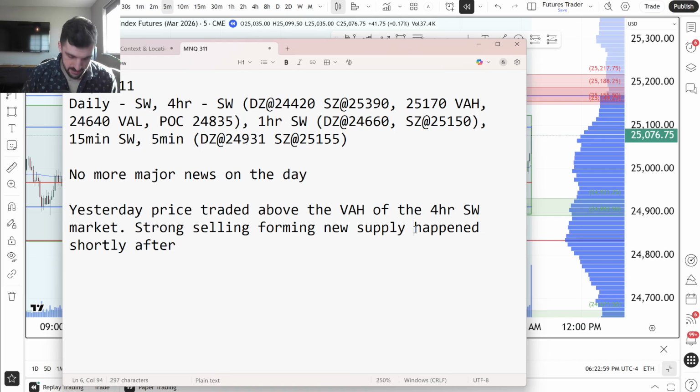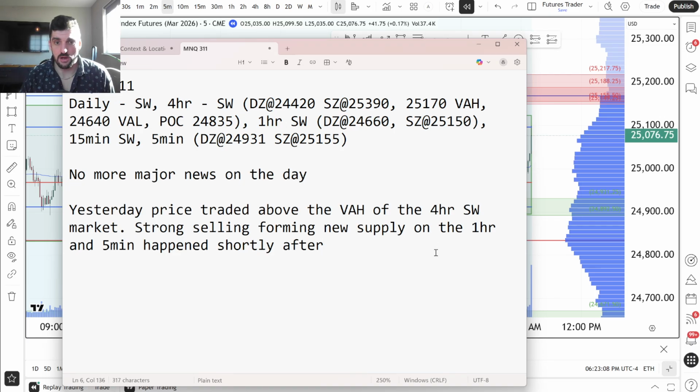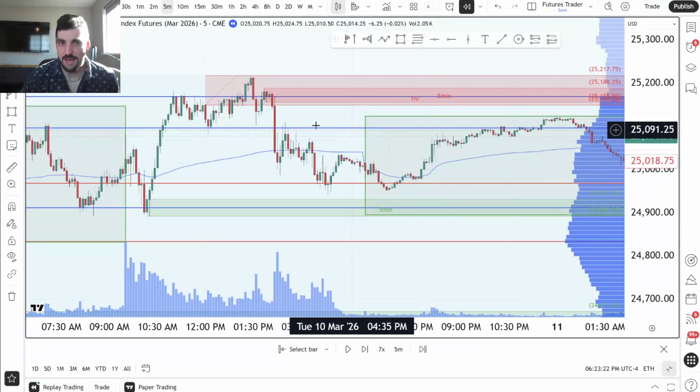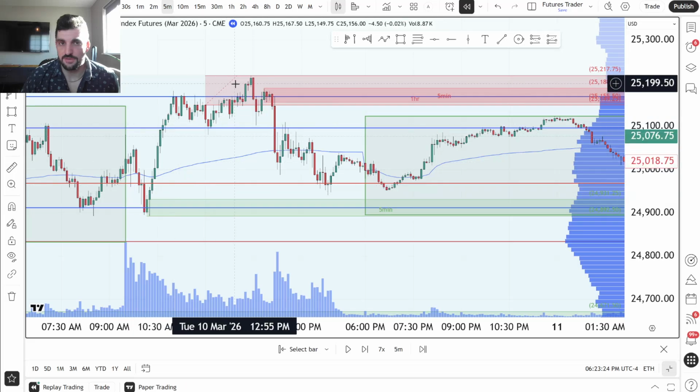Forming new supply on the 1 hour and 5 minute happened shortly after. Okay, that's good there. So we just traversed the entire range of that value area. We got up to the value area high of the 4 hour. And then yesterday we saw some really strong selling after we stretched outside of that 4 hour value area.